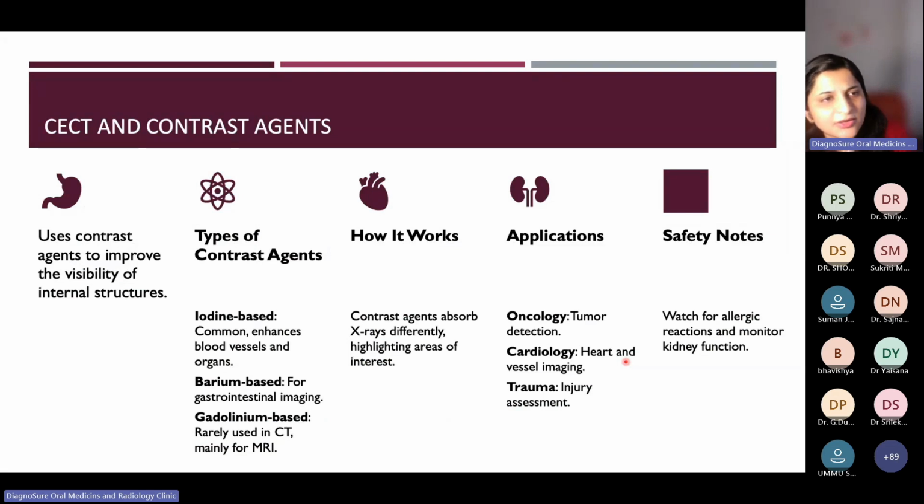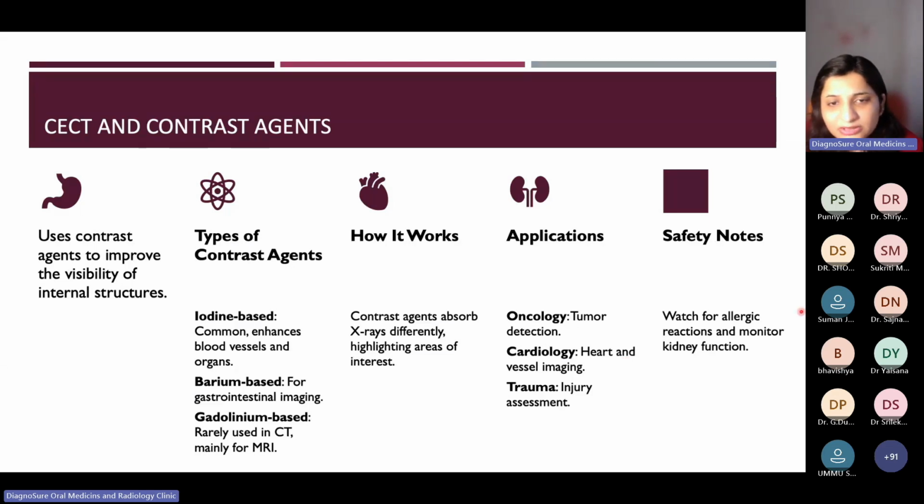Now, CECT is contrast enhanced CT. It is a powerful imaging technique that enhances CT scans using contrast agents to better visualize and differentiate internal structures. It also enhances soft tissue visualization. Most commonly, iodine-based contrast agents are used, but others like barium and gadolinium are also used. Barium is mostly used in gastrointestinal imaging. Gadolinium is rarely used. How does it really work? By altering the way X-rays are absorbed, these agents improve the detection of tumors, vascular tissues, and trauma. We have applications in oncology, in cardiology, and in trauma.